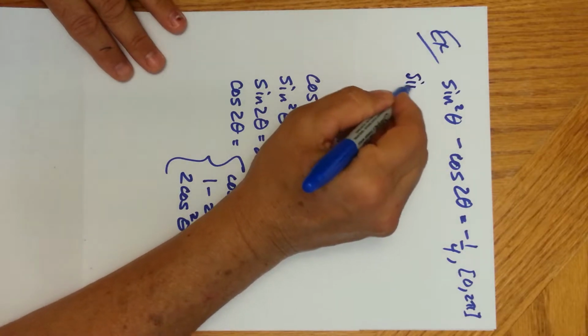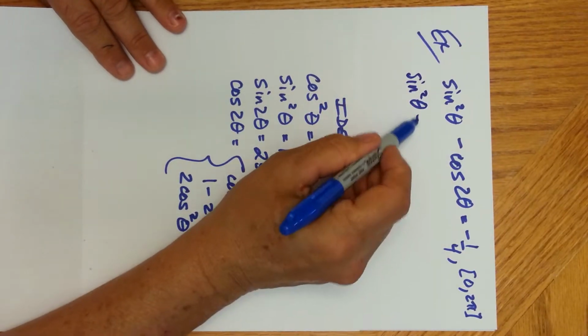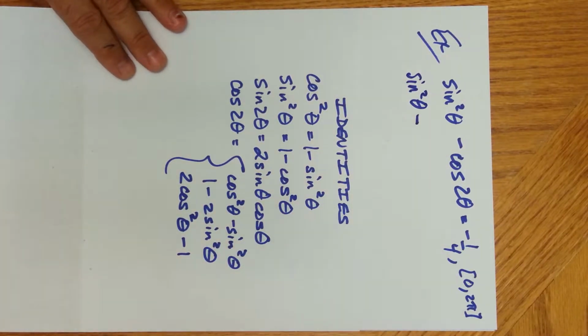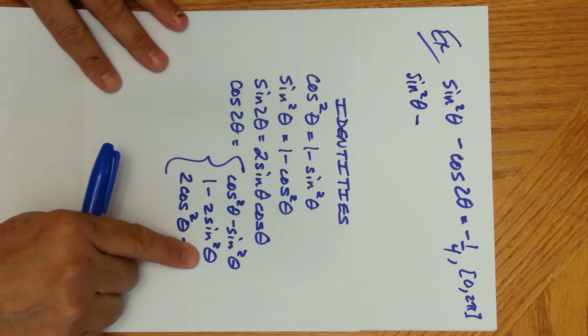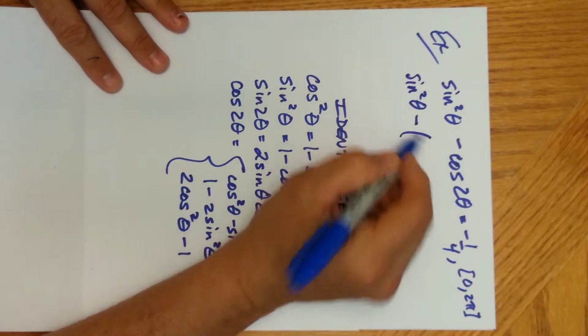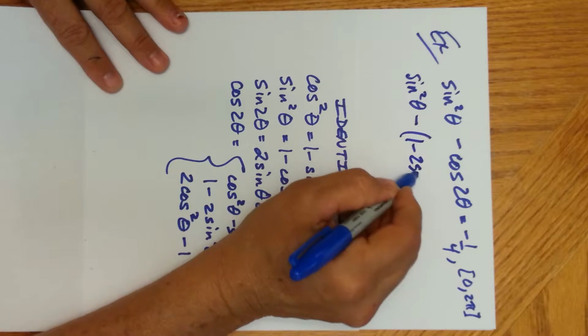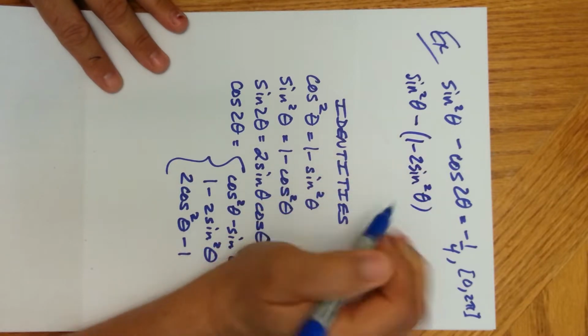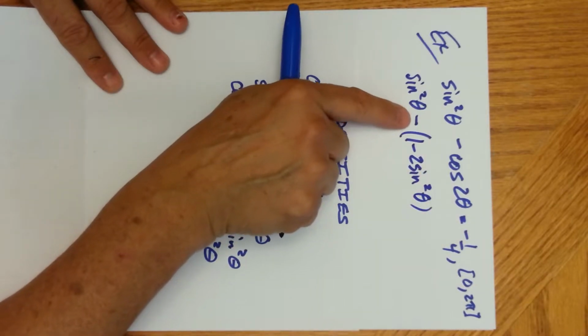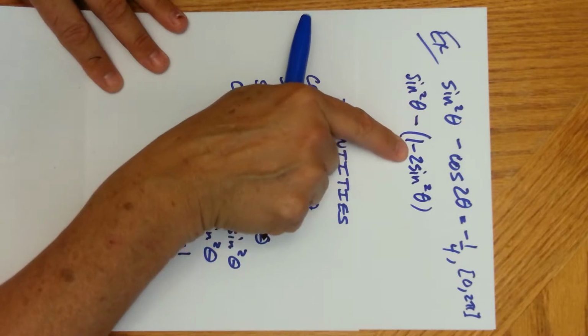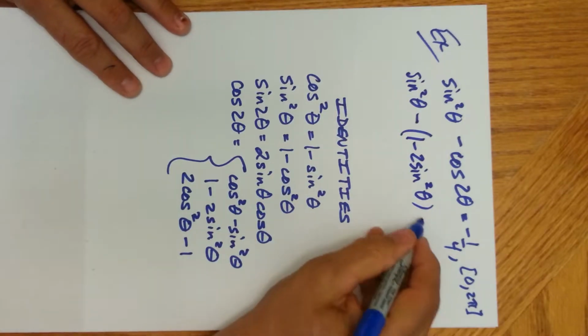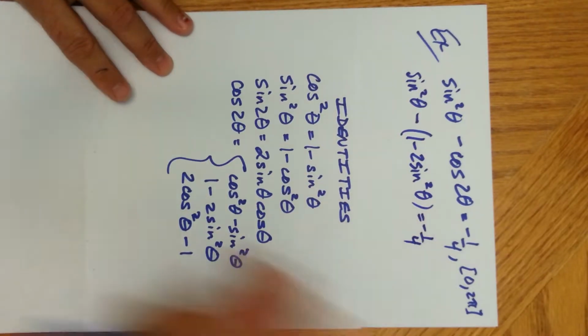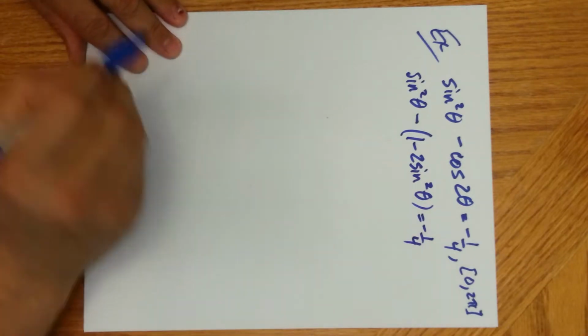So I'd say, okay, sine squared theta minus, now instead of writing cosine 2 theta, I'm going to write 1 minus 2 sine squared. And now I'm going to put parentheses. The reason being, if you forget to put parentheses, you'll forget to distribute the negative sign. So just be careful about that. Okay, and now we continue solving.